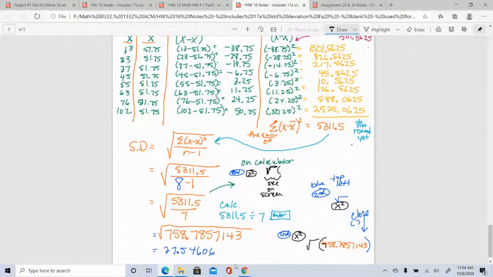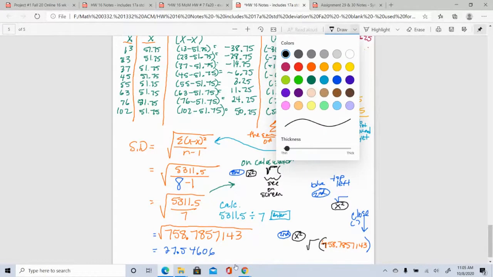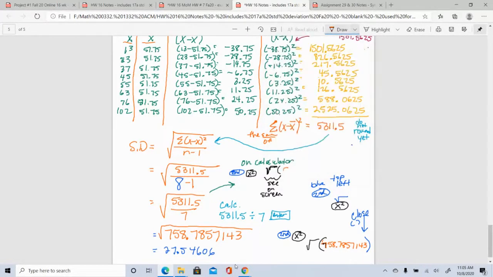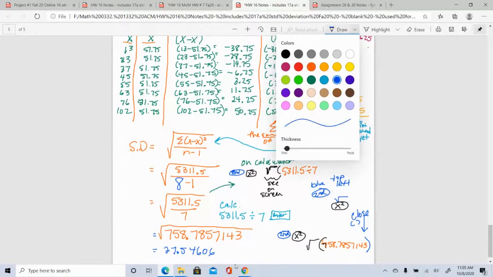Then we need to put this, well, we can do this 5311.5 divided by 7. And remember, we need to close the parenthesis as well.